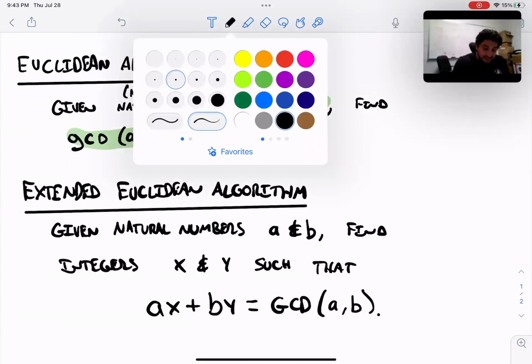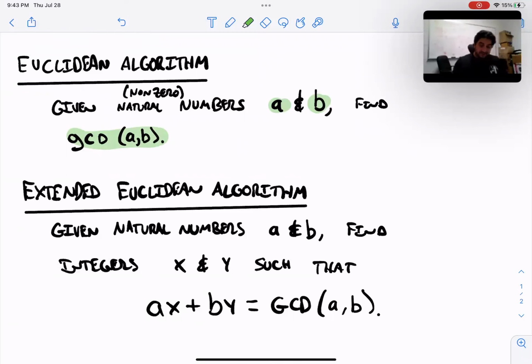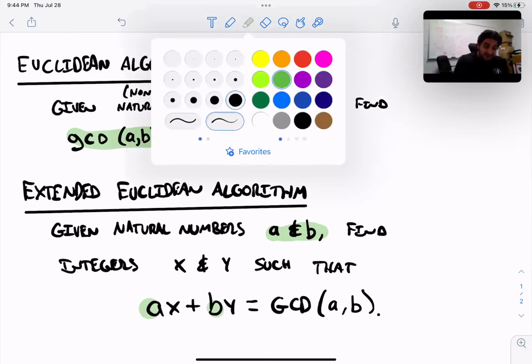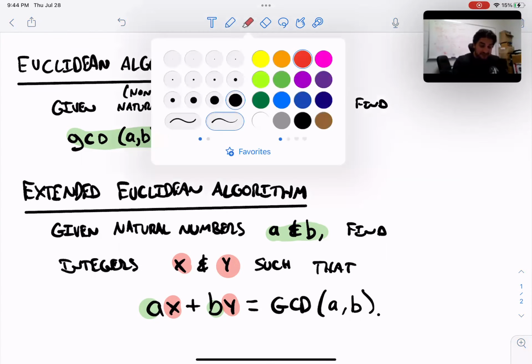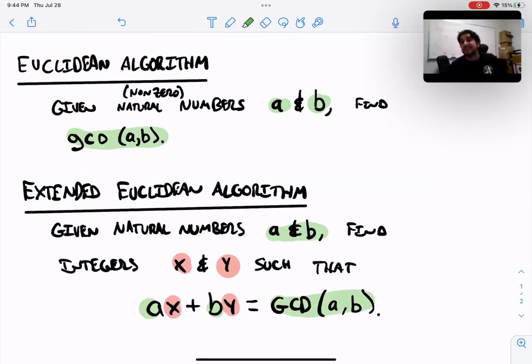Now, the extended Euclidean algorithm is also going to start with non-zero natural numbers a and b. And then what it does is it actually finds integers x and y such that some integer times a plus some integer times b equals their greatest common divisor. So it's actually going to express the greatest common divisor of a and b as some multiple of a plus some multiple of b, some integer multiple of each, right? So this is what is accomplished by the Euclidean algorithm and what is accomplished by the extended Euclidean algorithm.